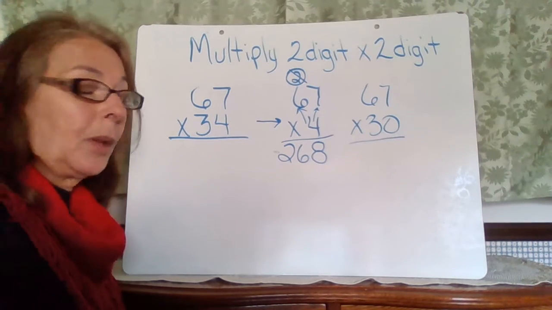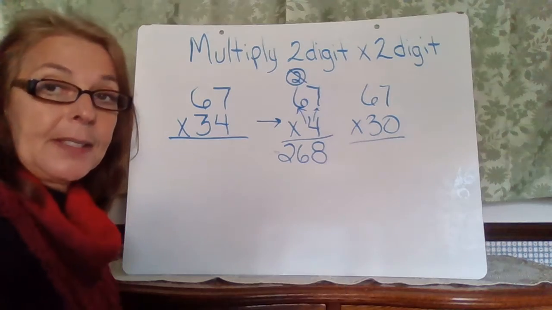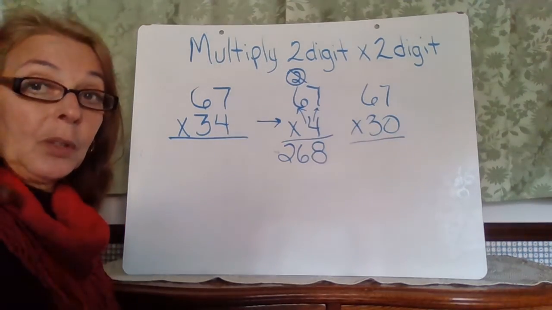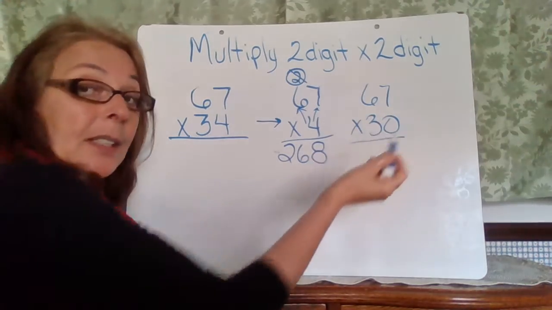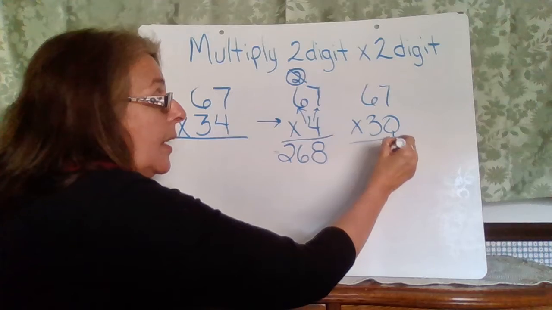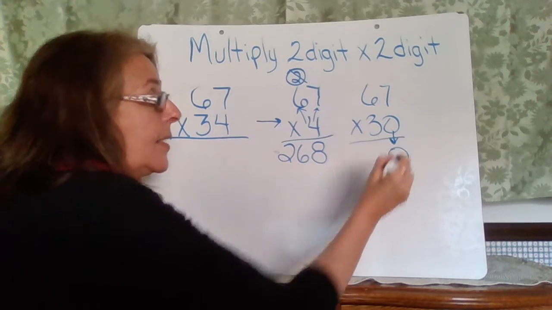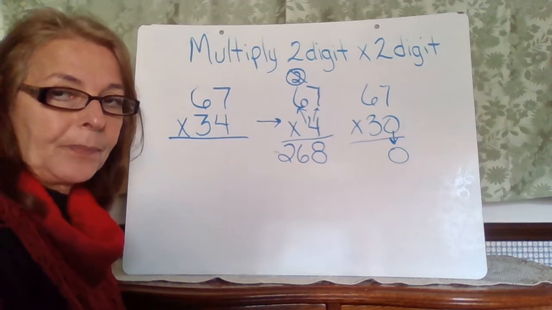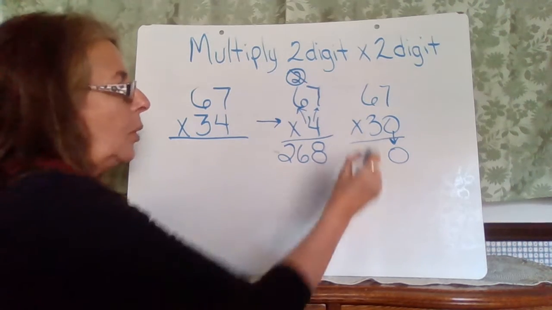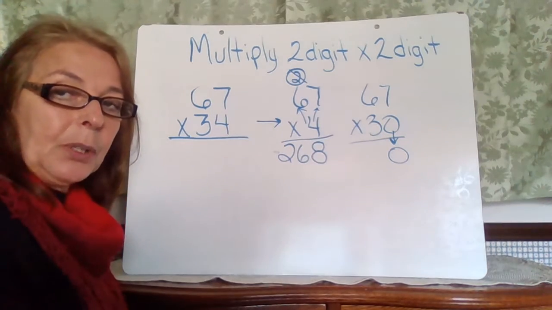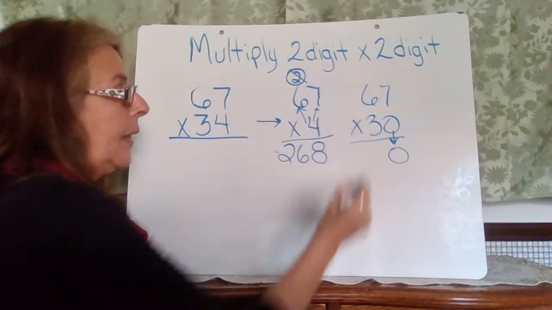Now I'm going to move to the second partial product that I need in order to solve my original problem. Notice this is a tens number. So do I need to multiply everything by 0? No, because everything multiplied by 0 is 0. But what I do need to do is drop that 0 down into my product part. Now I can go ahead and multiply by the tens number, which is 3.